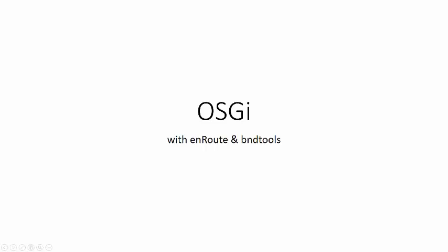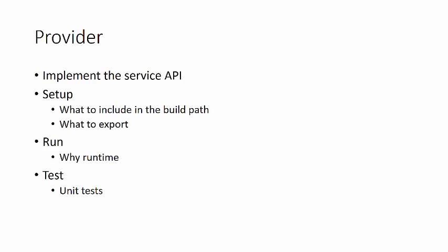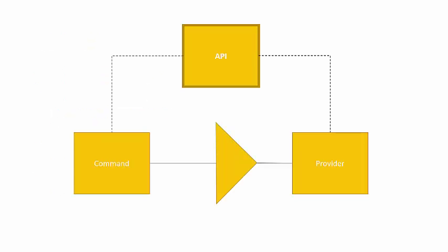Welcome to this OSGi tutorial. Section 4, we're going to talk about provider. In this session, we are going to implement the API as an OSGi service. Following the enRoute tutorial, we will define our implementation and set it to run in the OSGi framework environment. We will look at how we can access our service and check that it is actually working. So let's get started.